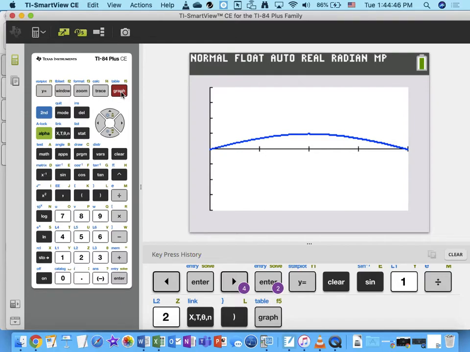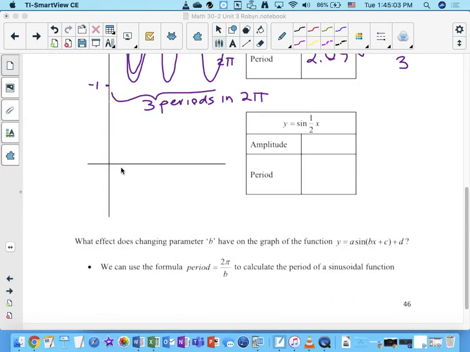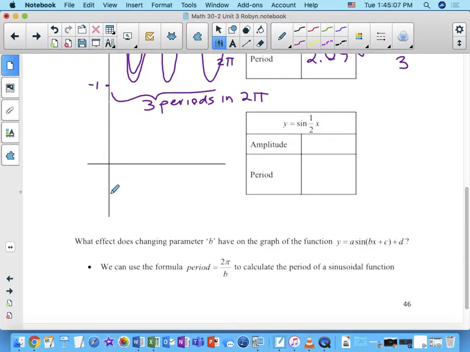Firstly, let's do this amplitude thing again. What is the amplitude of this graph? Here's the middle, the x-axis again. What's the amplitude? Still 1, yeah. Okay. So this is what happens. Here's 0. Here's -1. Here's 1. Here's 2 pi.